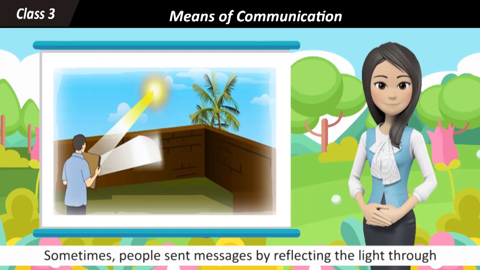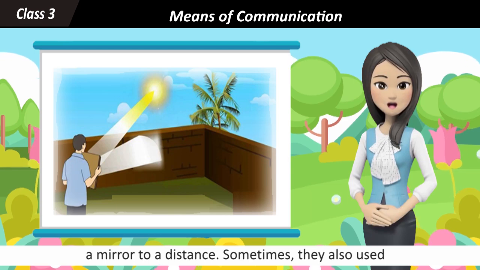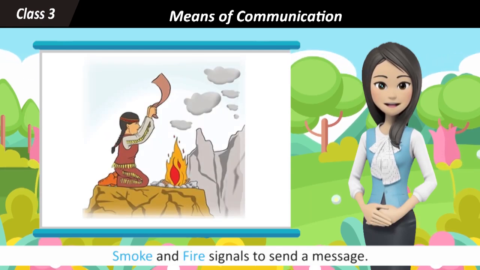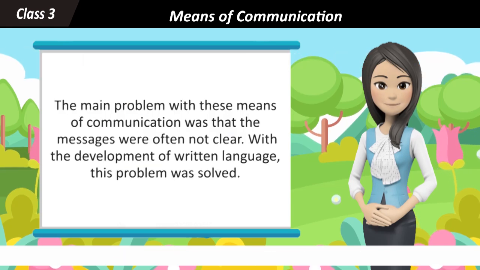messages. Sometimes, people sent messages by reflecting light through a mirror to a distance. Sometimes, they also used smoke and fire signals to send a message. The main problem with these means of communication was that the messages were often not clear. With the development of written language, this problem was solved.